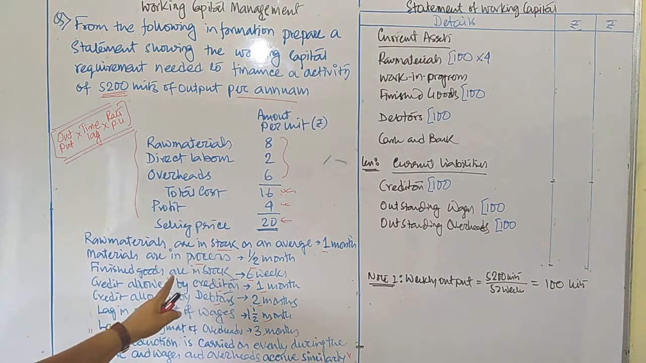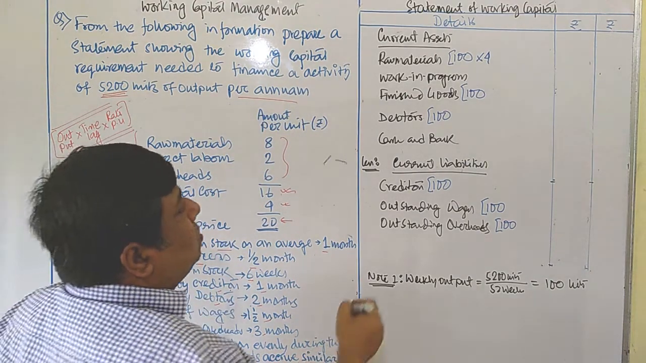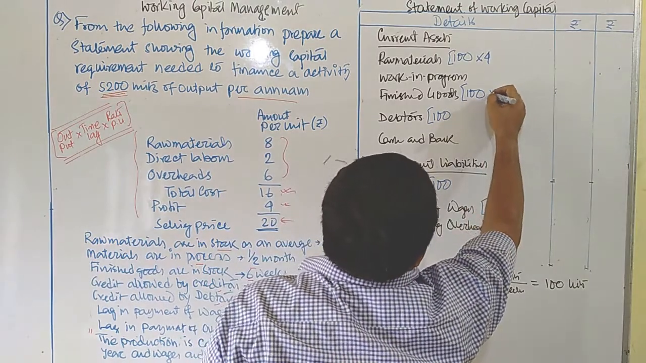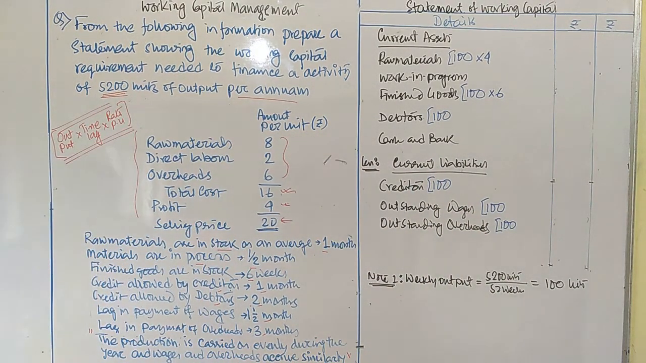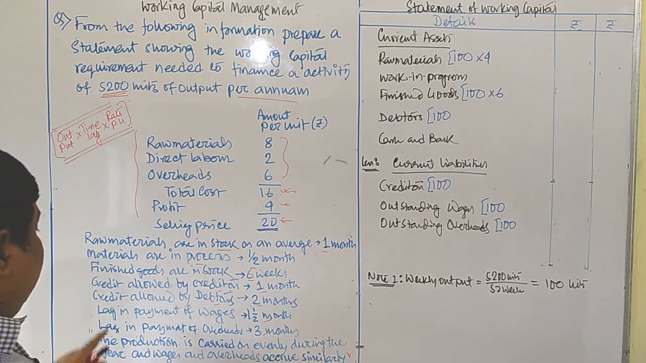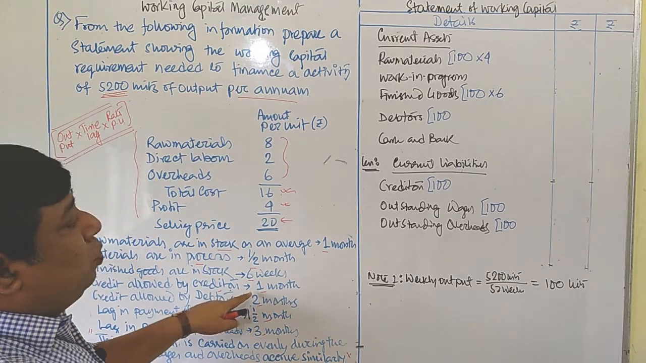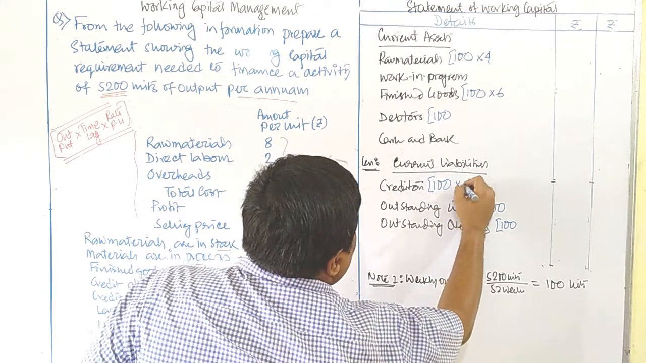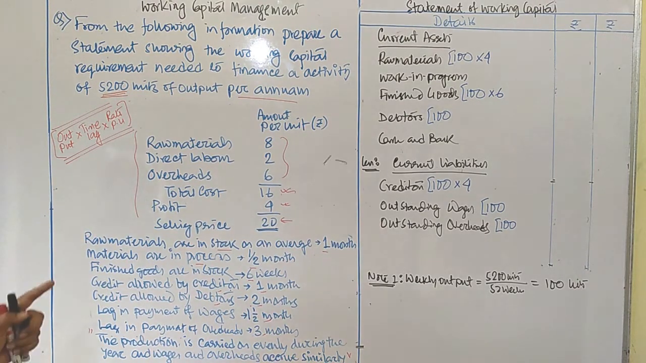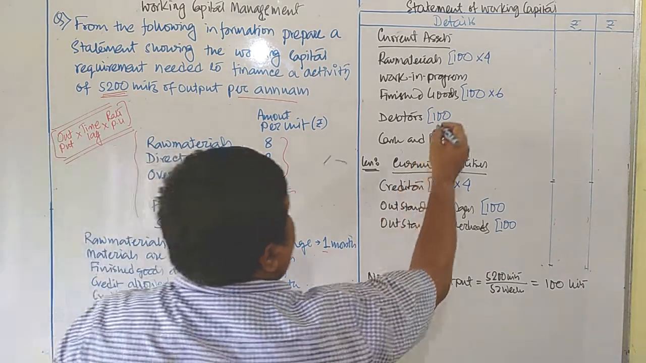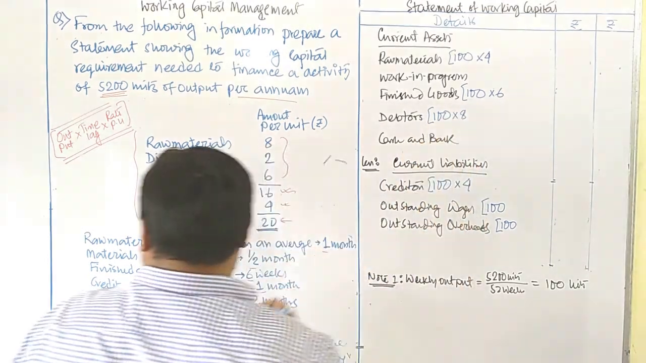Next, finished goods are in stock 6 weeks. 6 weeks is directly available to us. I just multiply here 6. It is given weekly basis. Credit allowed by creditors 1 month. Then it should multiply by 4, 4 weeks I consider. Credit allowed by debtors 2 months. 2 months means how many weeks? 8. It should multiply by 8.